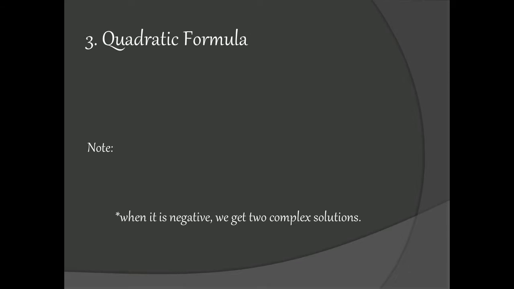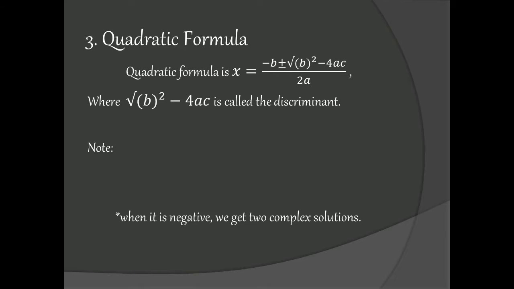The third way to find the root of a quadratic equation is by using the quadratic formula. The quadratic formula is x is equal to negative b, positive and negative, square root of b squared minus 4ac over 2a, where the square root of b squared minus 4ac is called the discriminant.